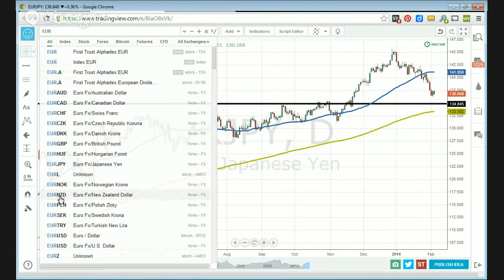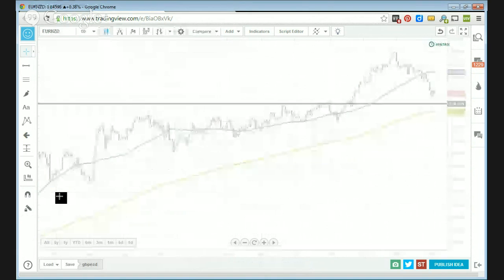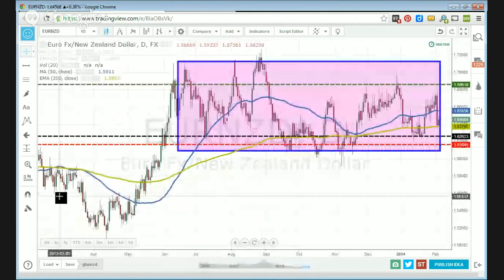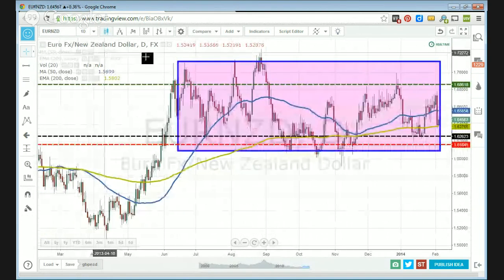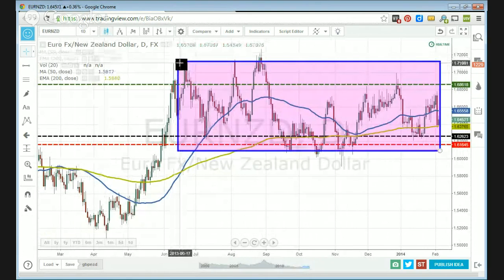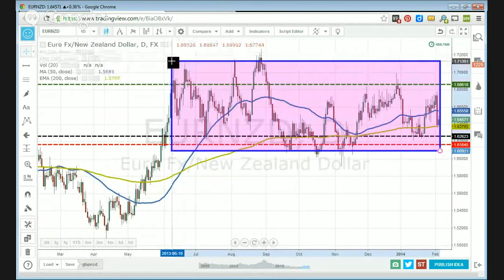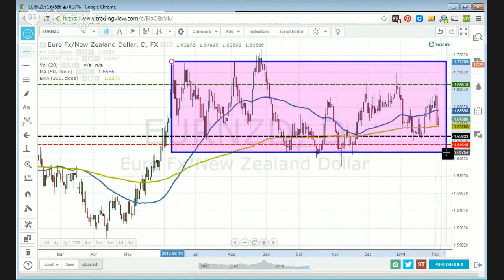Okay, euro kiwi. Yeah, so huge rally in the New Zealand dollar yesterday. Let's extend this a bit and extend it the other way a little bit. Okay, still in the middle of this range though, so I don't want to do much of anything at this point.